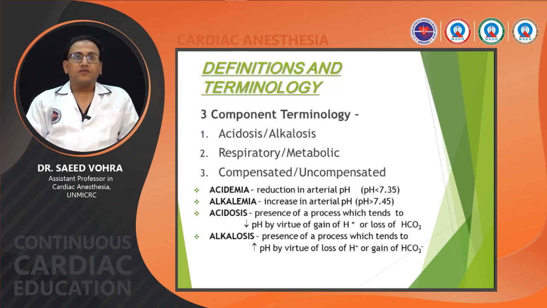Now, these are some of the terminology: acidosis and alkalosis, respiratory, metabolic, compensated, uncompensated. Acidemia is when the arterial pH is reduced to less than 7.35. Alkalemia is when the arterial pH is increased to more than 7.45. Acidosis is a process which leads to a decrease of pH by virtue of gain of H plus or loss of bicarbonate. Alkalosis is a process which tends to increase the pH by virtue of loss of H plus or gain of bicarbonate.